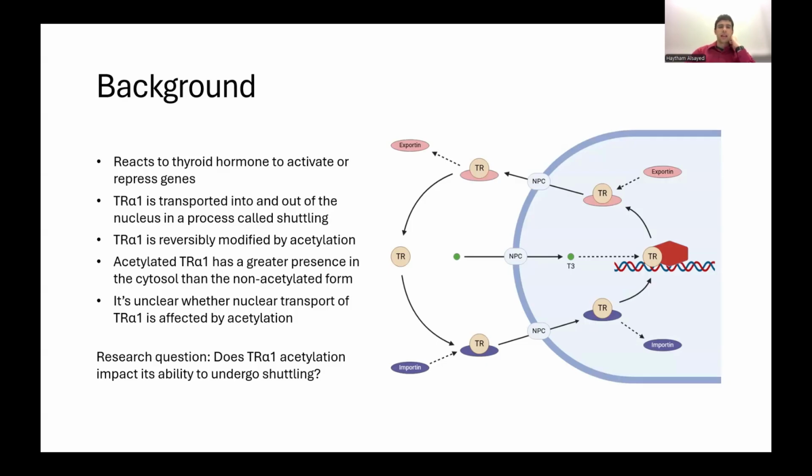And the way this works is it binds to a receptor called thyroid hormone receptor, which travels into the nucleus and binds DNA to either activate or repress target genes to affect a response. So it's basically turning genes on and off for a particular function. And thyroid hormone receptor, or TR, in this case, TR alpha 1, it's just a subtype of TR, undergoes a process called nucleocytoplasmic shuttling, which is just transport in and out of the nucleus.